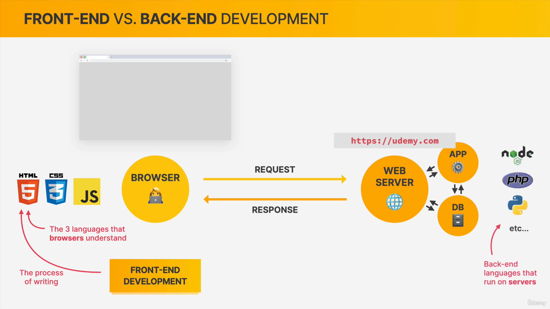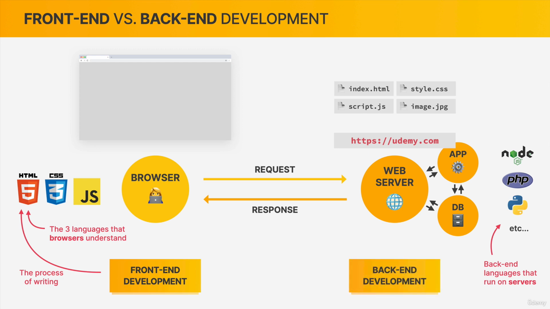So to write applications that are actually executed on web servers, developers use some kind of backend language like Node.js, PHP, or Python. So what these languages do is to take data out of a database and basically assemble that data into the final files that will then be sent to the browser as the response. And this whole process is called backend development because this is basically the invisible part of a website. And so it's the website's backend.